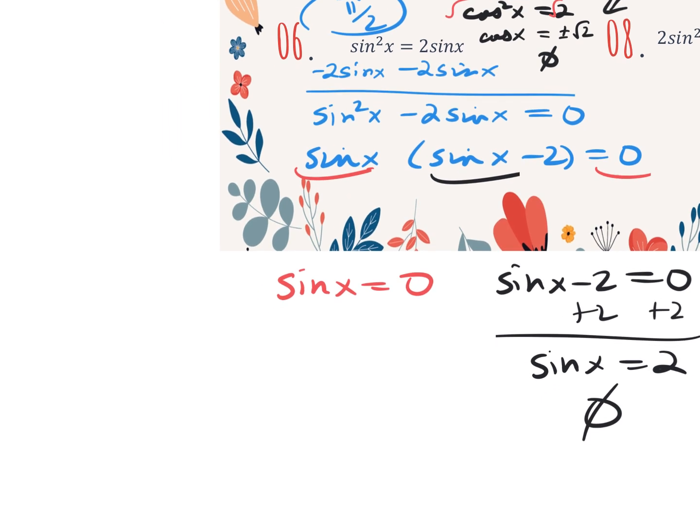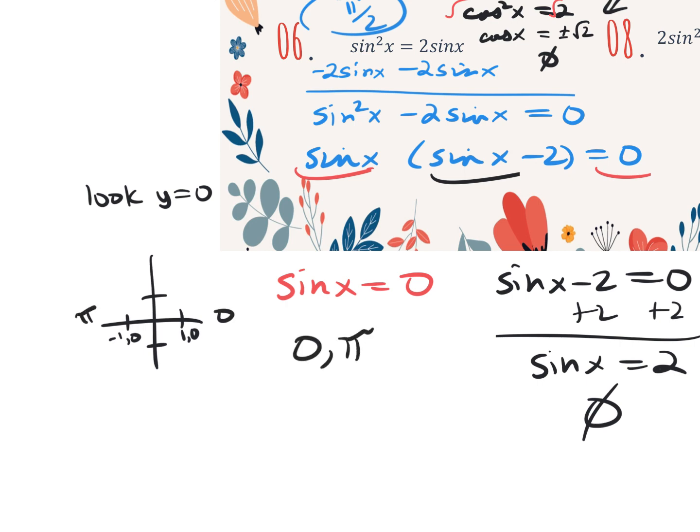And again, for this one, what I can do is look at my axis. And again, I'm looking for a y equal to 0. And then if you look at your unit circle, I'm using these points here. So this is 1, 0. And over here would be negative 1, 0. So I'm going to get 0 and pi as my answers.